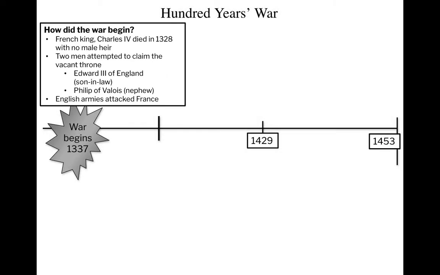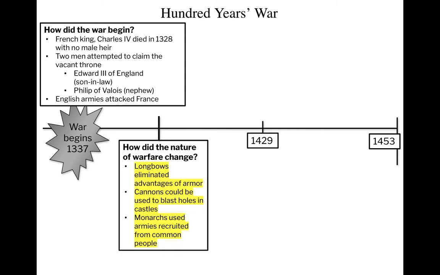So how did the war begin? The French King Charles IV died in 1328 with no male heir. So 2 men attempted to claim the throne. One was Edward III of England, who was his son-in-law, and the other was Philip of Valois, who was his nephew. Philip, FYI, wins. But the English armies are going to attack France, so they're going to attack against Philip.